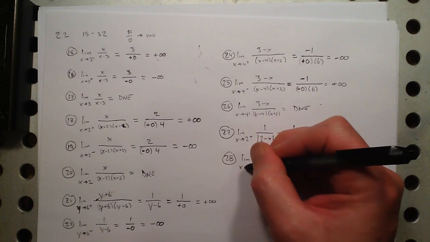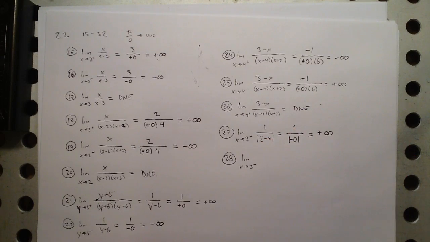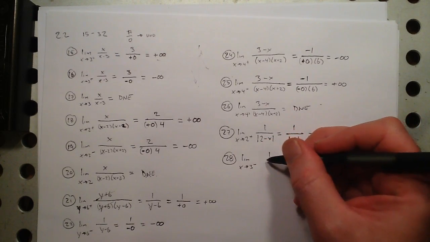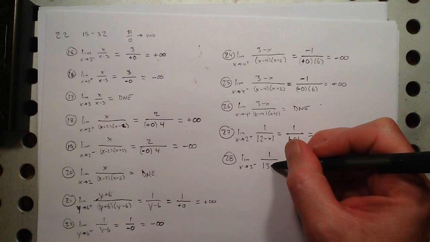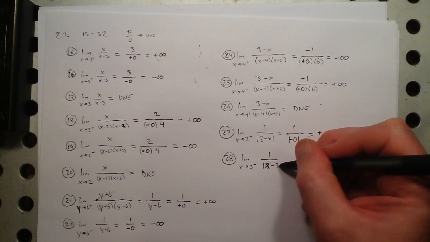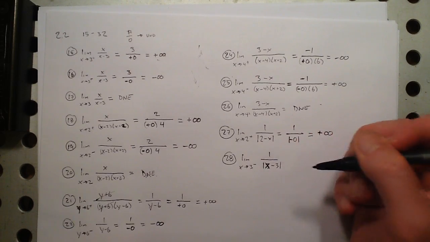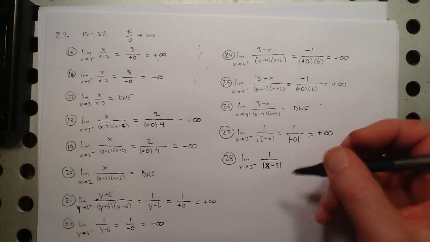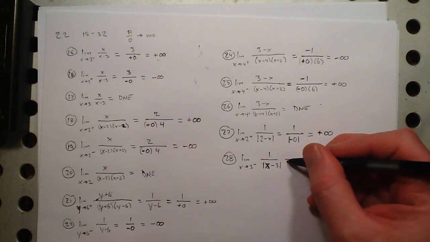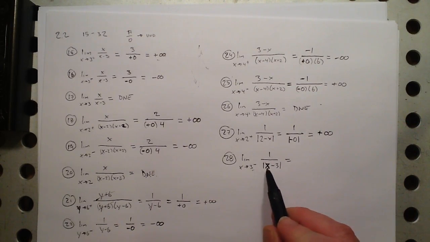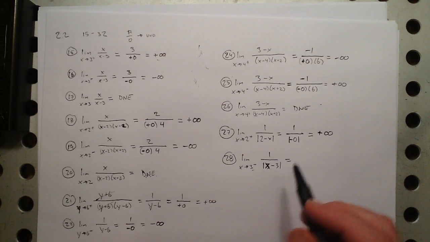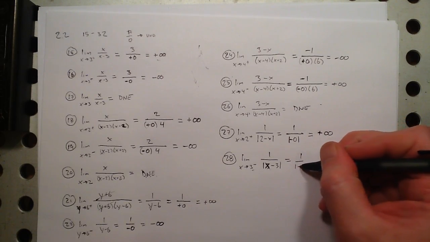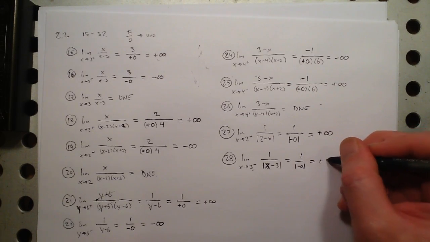So we'll move on. Number 28. Approaching 3 from the negative side, 1 over the absolute value of x minus 3. So this is really the same thing here. This is a little bit smaller than 3, so that would be negative inside here, but since the absolute value signs are there, it doesn't matter what the sign is in here. It's going to get changed to positive. So once again, I get a positive infinity.